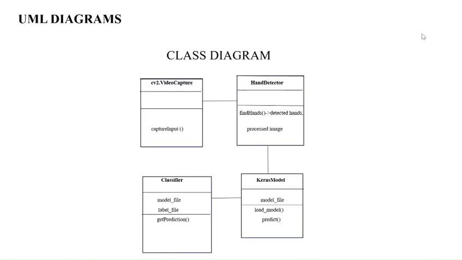Next, let's dive into a class diagram which outlines the key components and their interactions within our system. The CV2 video capture class captures the video input which is then processed by the hand detector to identify hands in the frames. This processed data is sent to the classifier which uses the Keras model to load a pre-trained model and predict the corresponding sign language gestures. This streamlined interaction ensures efficient gesture recognition from video input to final prediction.